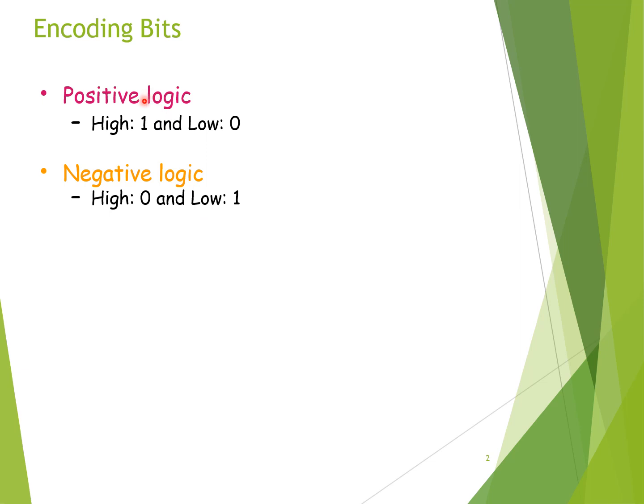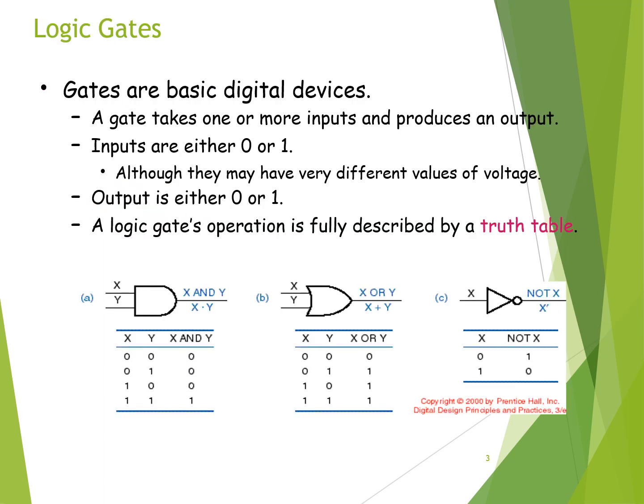Well, there are two logics, positive logic and negative logic. In positive logic, we keep the value high as 1 and low as 0. In negative logic, we declare high as 0 and low as 1. Right, so we are familiar with what logic gates are.